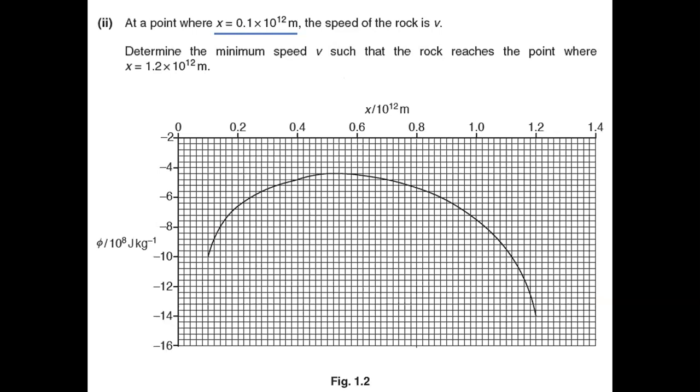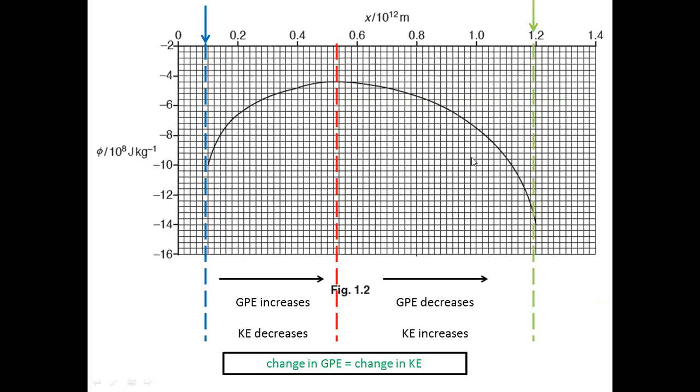The next question, the speed at this position is v. So we have to determine the minimum speed such that the rock is able to go from this point up until here. Okay, so let's go back to this diagram a while ago that I have shown to you. So on this first part of the graph, I mentioned a while ago that initially, of course, the rock has kinetic energy. So as it travels away from star A, its kinetic energy tends to decrease. Now, in the second question, it's asking us for the minimum speed. So what does that mean?